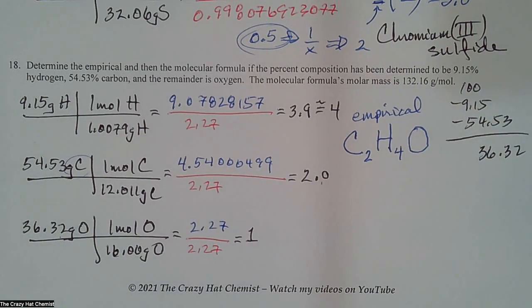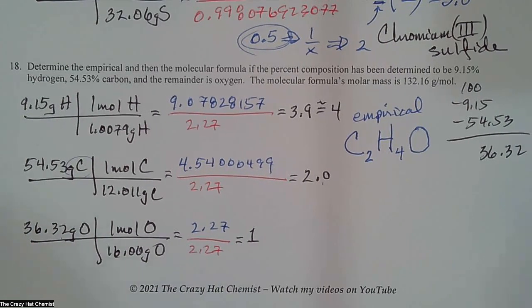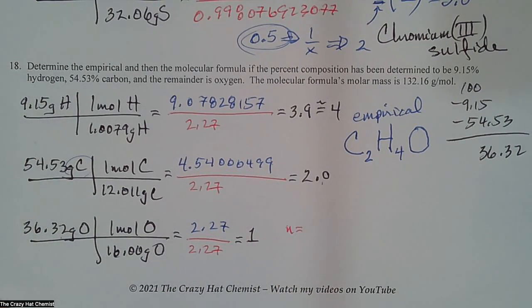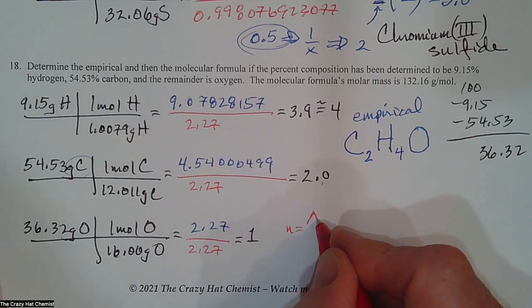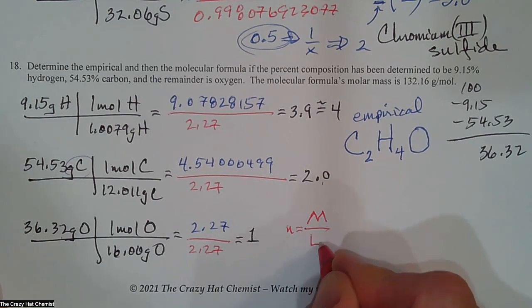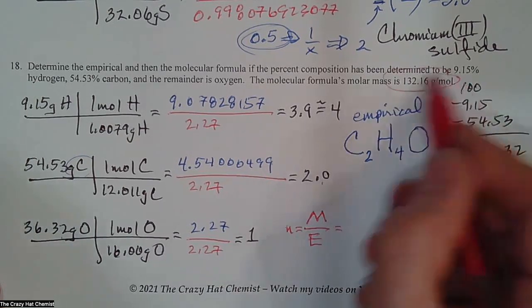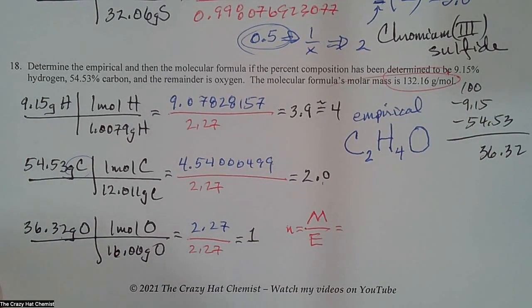Okay. Now, there's a ratio between the empirical and the molecular formula, and that is going to be this right here. So n is going to be my multiplying factor. That's the molecular over the empirical formula. Okay, so it says in the problem that the molecular formula's molar mass is 132.16.